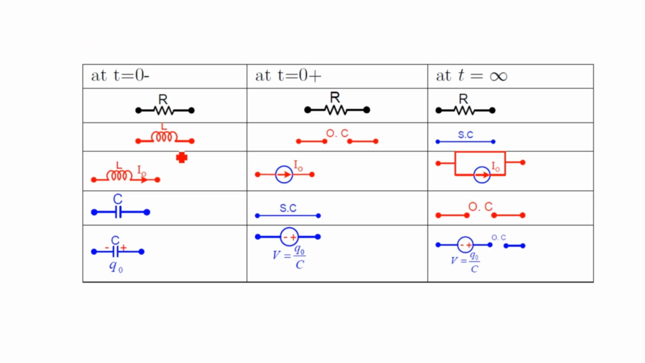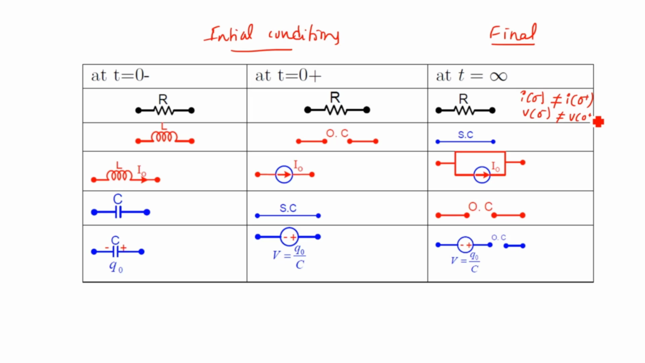That is shown here in the table. Before switching and after switching, these two are initial conditions. This is the final condition. This is nothing but a transient behavior. So before switching, after switching, and at the final condition, the resistor is kept as it is. In this case, I is not equal to 0 by 0, plus V before switching and V after switching are different.